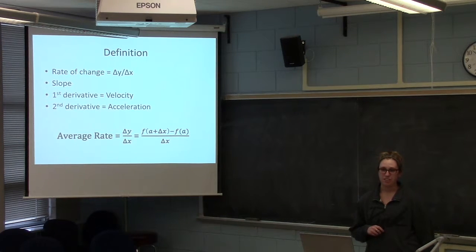is also a similar definition to the slope, because the derivative of a function can also be the slope at any given time. The first derivative can also equal the velocity of the original function, and the second derivative of the original function can equal the acceleration.